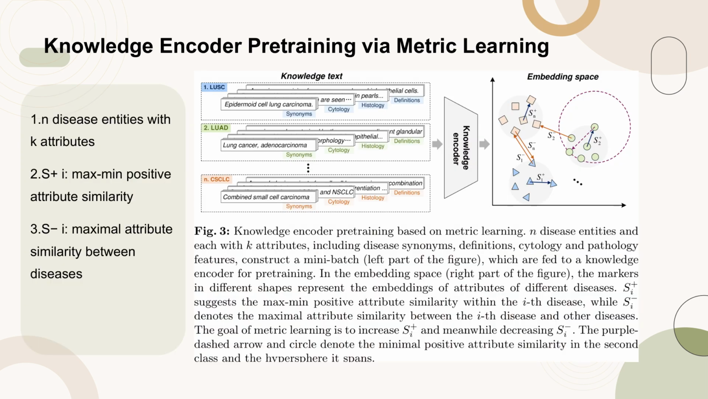Figure 3 illustrates the process of knowledge encoder pretraining using metric learning. The figure shows N disease entities, each with K attributes such as synonyms, definitions, and pathology features, forming a mini-batch. These are fed into a knowledge encoder for pretraining. In the embedding space, different shapes represent the embeddings of attributes from various diseases. The goal is to increase the maximum positive attribute similarity, S+I, within a disease and decrease the maximal attribute similarity, S-I, between different diseases. The purple dashed arrow and circle highlight the minimal positive attribute similarity in the second class and the hypersphere it spans.